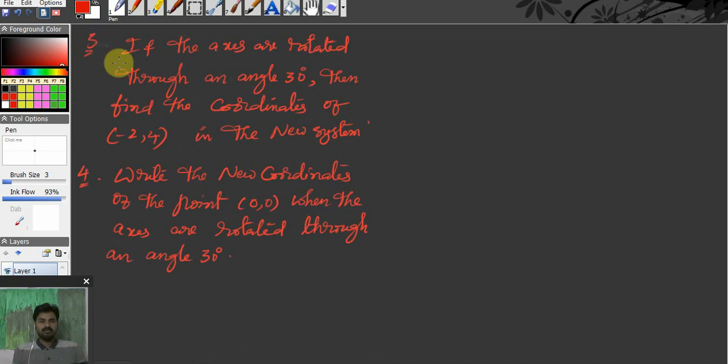Let's have a problem here. The third problem and fourth problem, practice them, and you will get the answers. You can take these two problems as homework. Now we are going to discuss the problem of finding the point in the world system, when the new system coordinates are given and the angle of rotation is given.